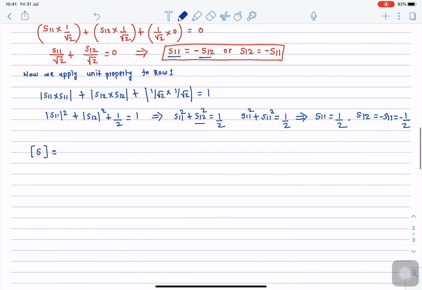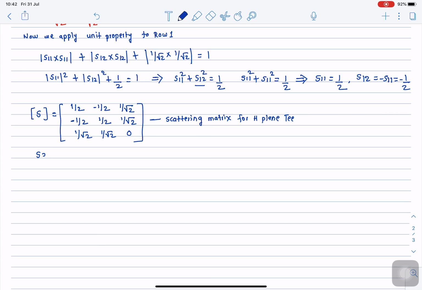We observe this scattering matrix, and this is the scattering matrix for the H plane T. We can make certain observations from it. Here the S33 element is 0. What does this indicate? As S33 is 0, port 3 is perfectly matched, so the reflection is 0, and the reflection is represented by S33.